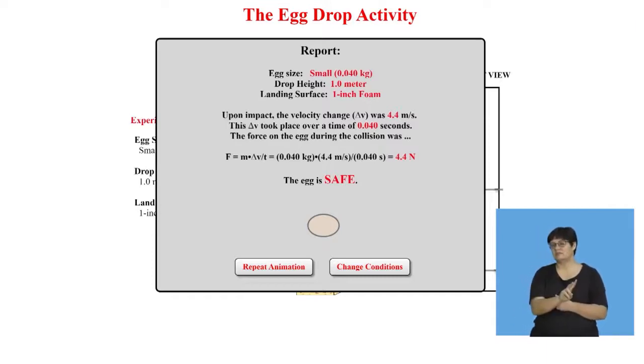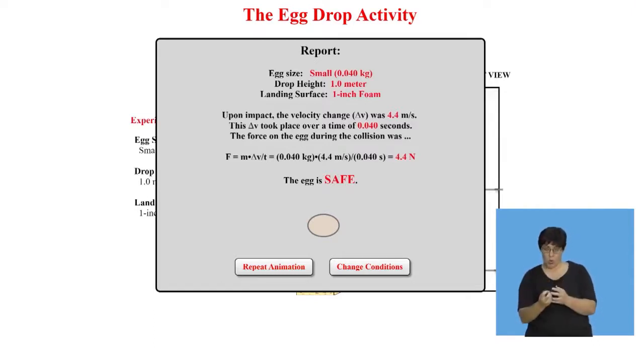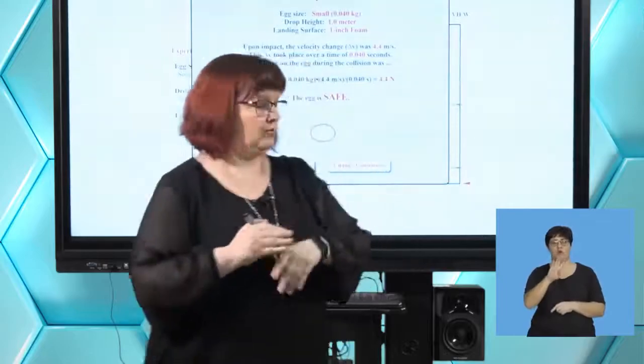Let's see what was the same. It still changed by the same velocity. It was still going 4.4. The time is now 10 times longer, okay? So it took longer to stop. It now only experiences a force of 4.4, and the egg was safe. It looked a little broken to me, but it's all right. The longer it took to stop, the smaller the force it experienced. The change in momentum is the same. It still hits the foam at 4.4 meters per second.